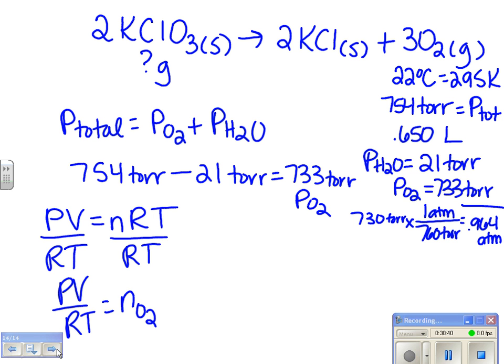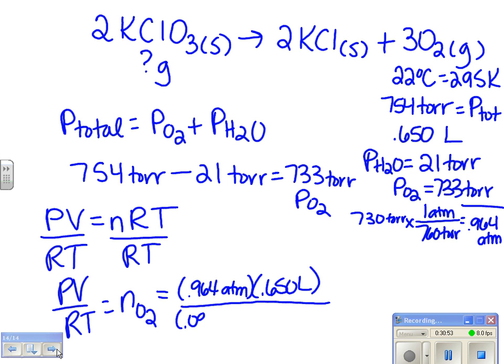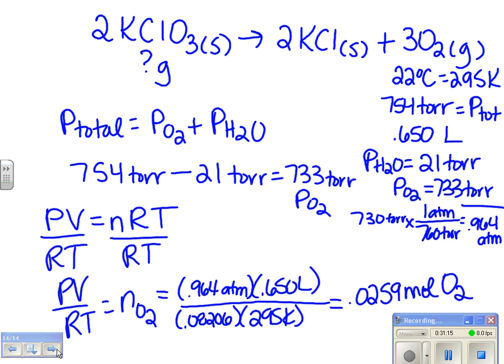So pressure is 0.964. Volume is 0.650. R, and T is 298. Units will cancel. We will be left with moles to multiply and divide. And you will get the number of moles as 0.0259 moles of oxygen, 3 sig figs, and all the problems. Beautiful. That's wonderful.